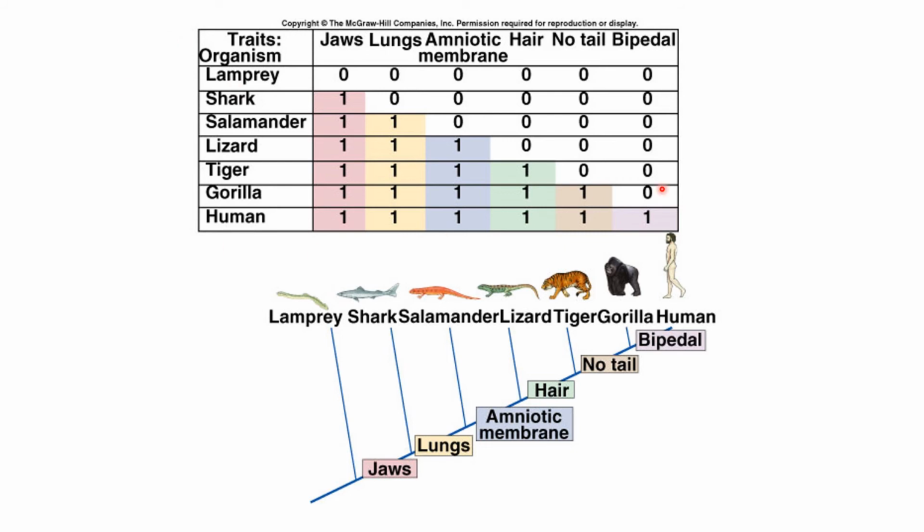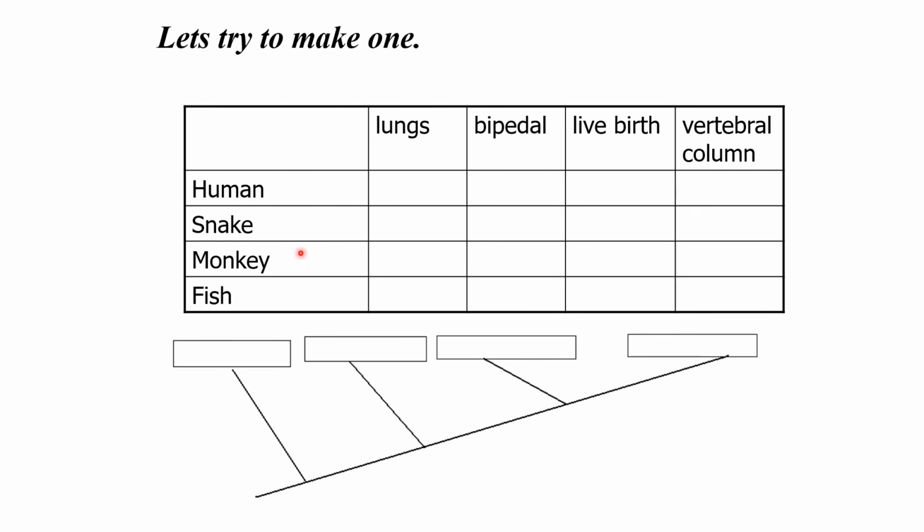And after we make this table, we put it on a diagram, and that's a very simple example of a cladogram over here. So you can pause the video and try to make this cladogram and see if you can arrange these living organisms on this diagram.